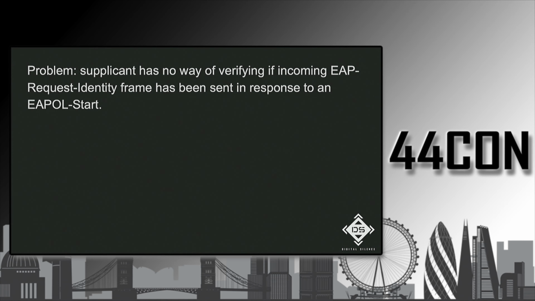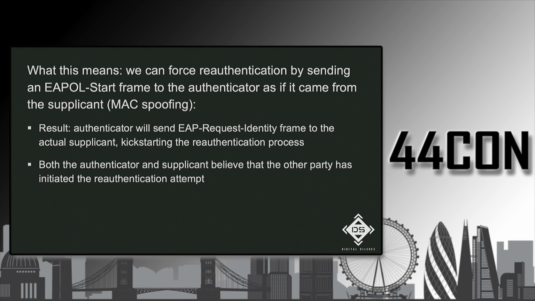The problem is the supplicant has no way of verifying if the incoming EAP request identity frame has been sent in response to an EAPOL-Start frame. So what this means is that we can force re-authentication by sending an EAPOL-Start frame to the authenticator as if it came from the supplicant, using MACsec spoofing. And the result is the authenticator will send an EAP request identity frame to the actual supplicant, kickstarting the reauthentication process. And when this happens, both the authenticator and supplicant believe that the other party has initiated the reauthentication attempt. So it's kind of blind there.